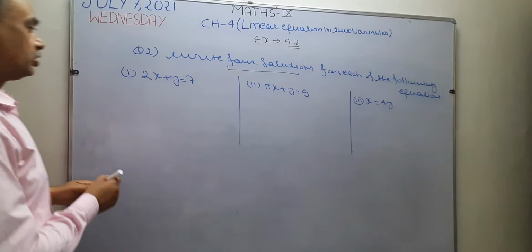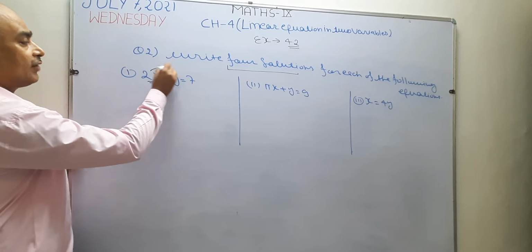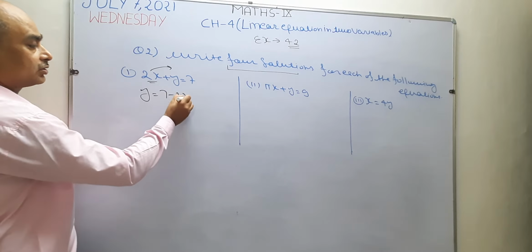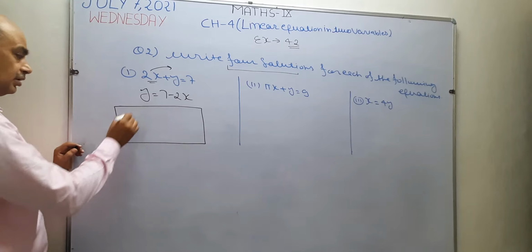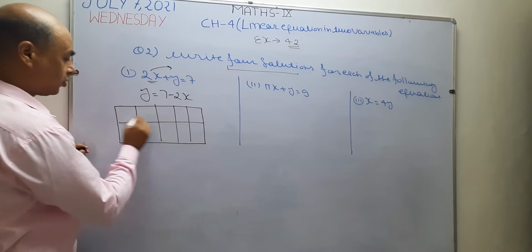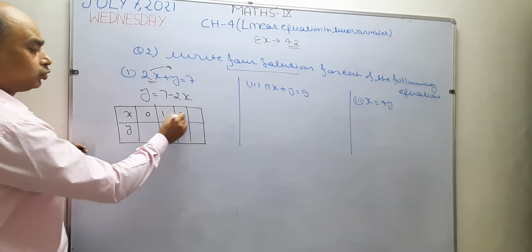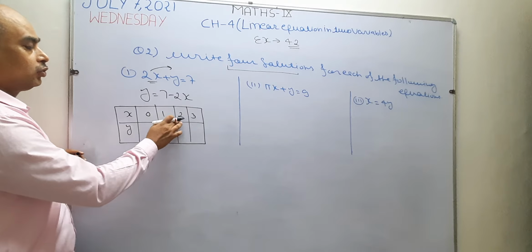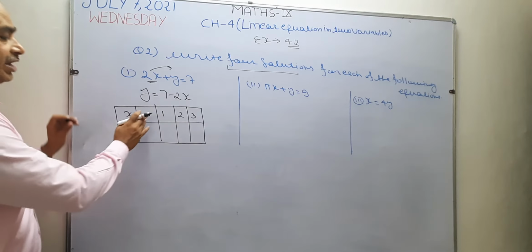Okay, this is the question. So this can be written as, can I take 2x from right to left? So this becomes y equal to 7 minus 2x. After writing this, I want to substitute the value of x. Since 4 solutions are required, I make 4 boxes here, and I substitute the values of x as 0, 1, 2 and 3. You can take any value, negative also. I take 0, 1, 2 and 3.